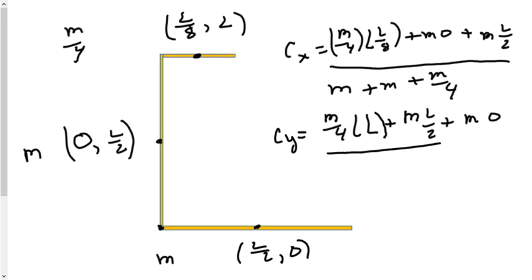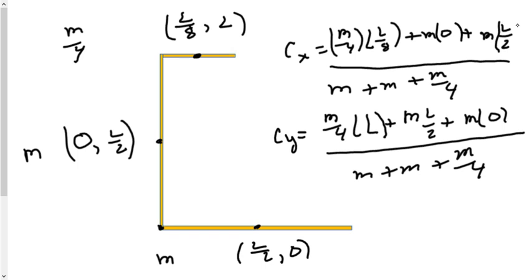Let's divide that all by m plus m divided by 4. So what we're doing is taking each of the masses multiplied by their coordinates and adding that all up, and then dividing by the total mass. And I guess I can add a parenthesis here also, because this is m times 0. Okay, and this is m times L divided by 2. And likewise over here, this is m times L divided by 2. And that's how you would find the center of mass of that system.